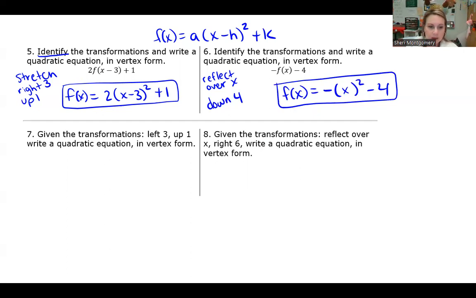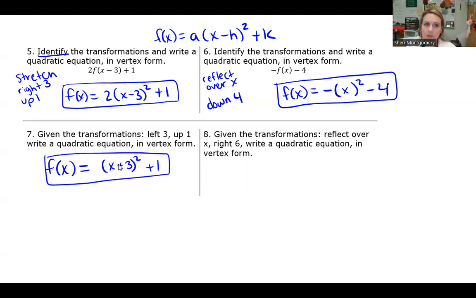We've got the regular format and we want to write left 3 and up 1. So I've got f of x is equal to, am I going to have anything in front of the parentheses? No, it would have to say it reflected or it was stretched in some way. What about inside the parentheses? +3, because it goes opposite. What about after the parentheses? +1. Very good. Good job, friends. Not trick questions. They're meant to be easy.